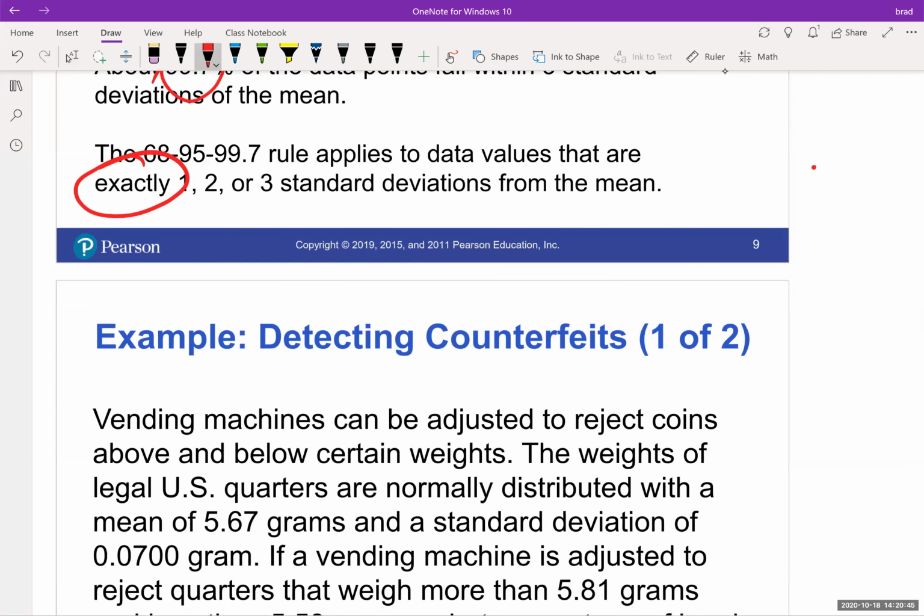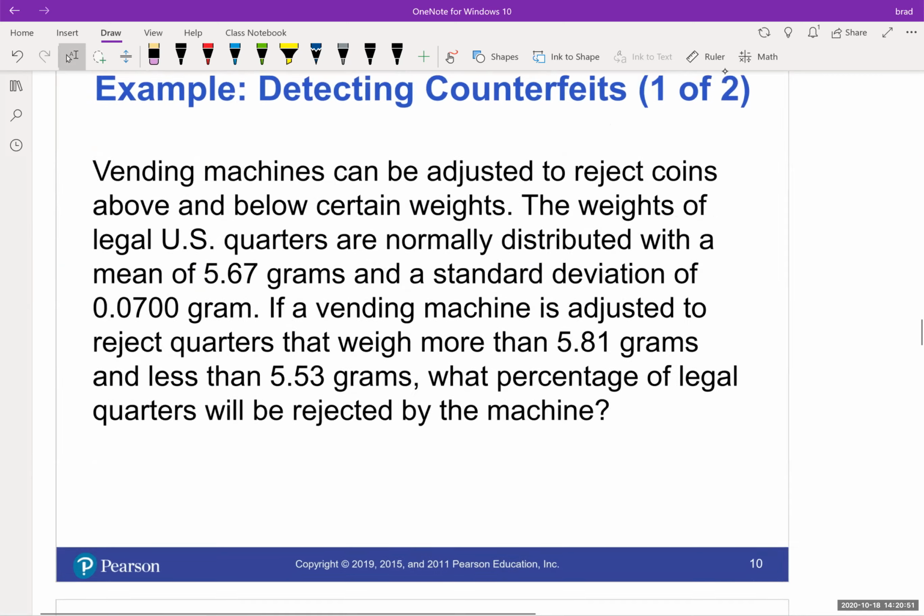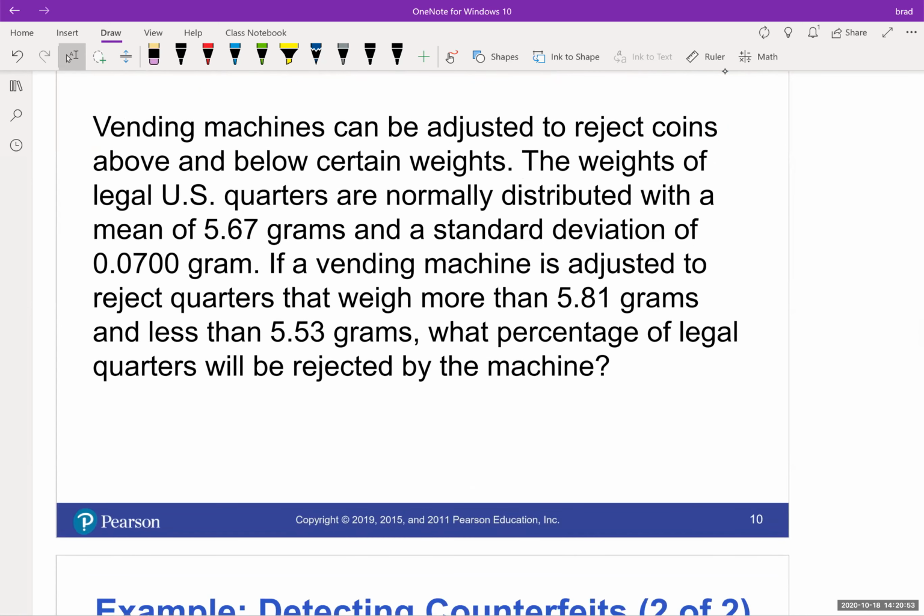Now, what if you're 2.7 standard deviations away? Then the empirical rule doesn't help us as much. We need something else. In this first example, vending machines can be adjusted to reject coins above and below certain weights. The weights of legal U.S. quarters are normally distributed with a mean of 5.67 grams and a standard deviation of 0.07 grams. If a vending machine is adjusted to reject quarters that weigh more than 5.81 grams and less than 5.53 grams, what percentage of legal quarters will be rejected?